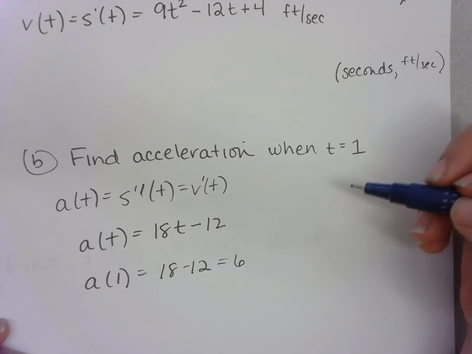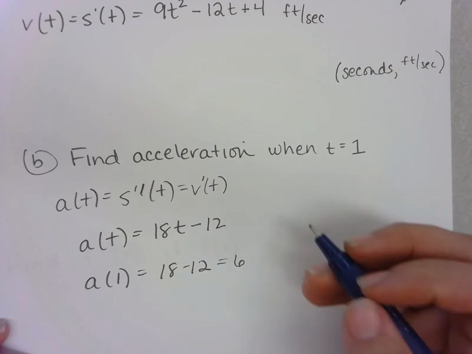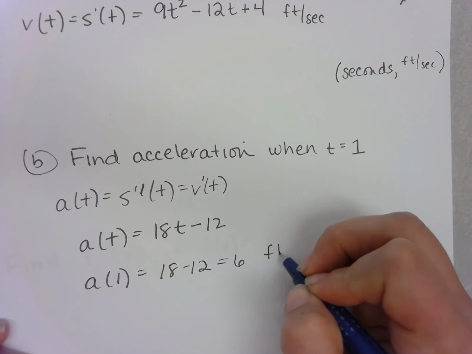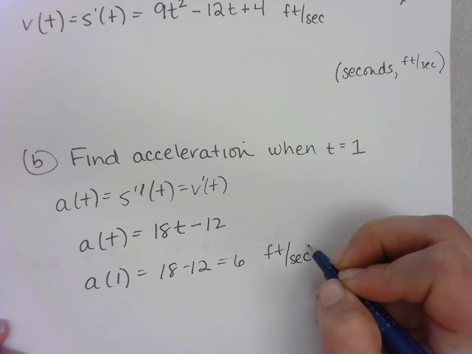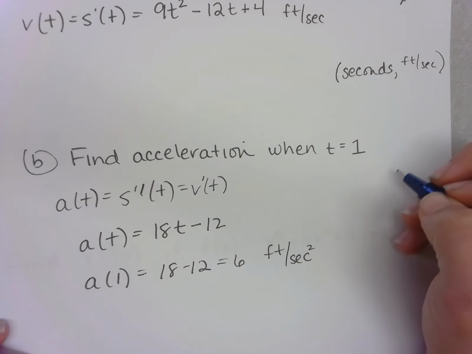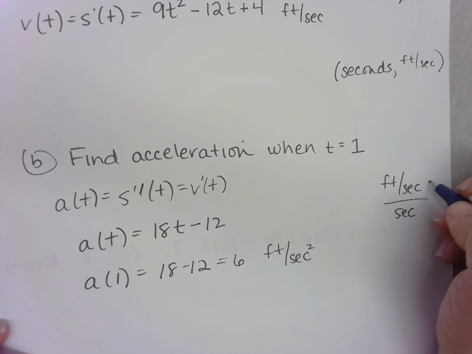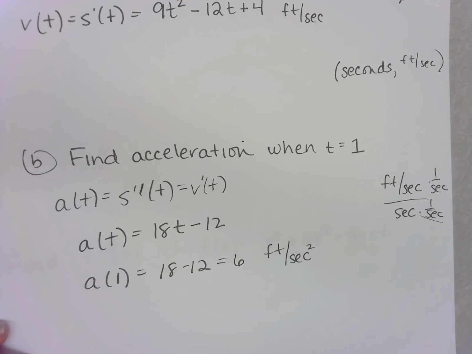So that means that my acceleration is going to have units of y over x. So it's actually feet per second, which we just say per second squared. Okay? So it's like we have this, feet per second divided by seconds, and we multiply each one by 1 over seconds. So we get this cancellation and we get feet per second squared.